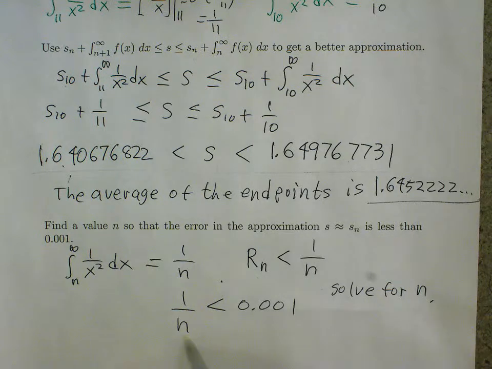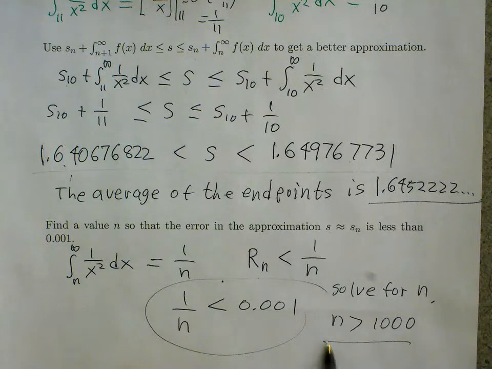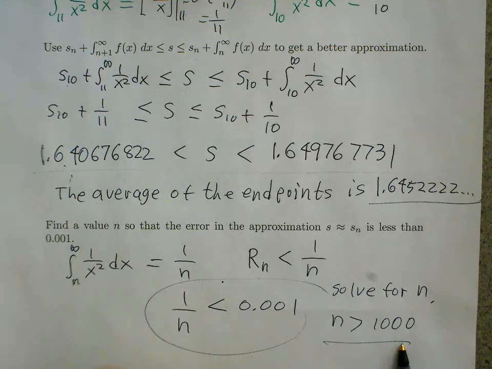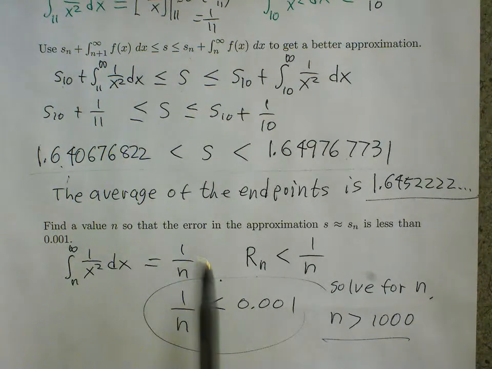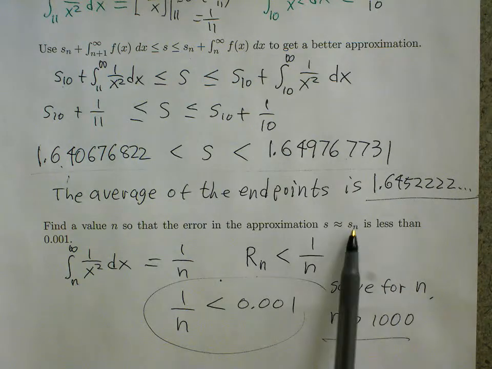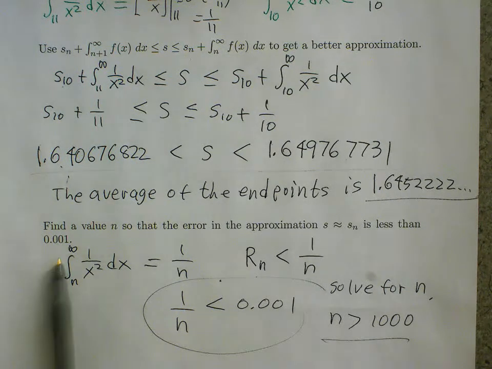Yeah, so if you solve this inequality for n, you get n greater than 1,000. So if n is greater than 1,000, then the error in the approximation s sub n will be less than 1/1000.